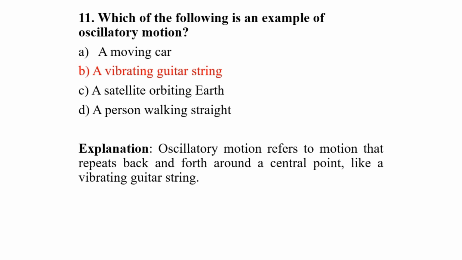The answer is a vibrating guitar string. Oscillatory motion refers to motion that repeats back and forth around a central point, like a vibrating guitar string.